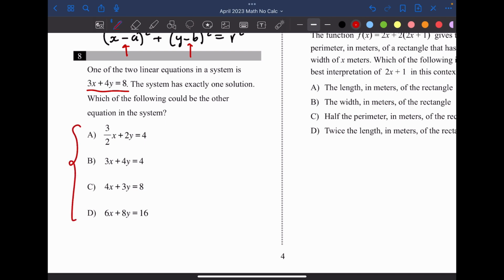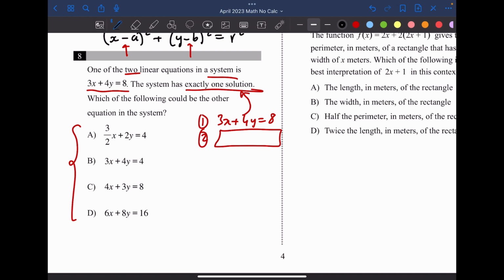Okay, so two things to know. In a system of equations, you have a couple of equations, but here we're told there are two equations, so we have 1 and 2. The first one is 3x plus 4y is equal to 8. And then we need to find out which one is the other one to have exactly one solution. That's the goal of the question.